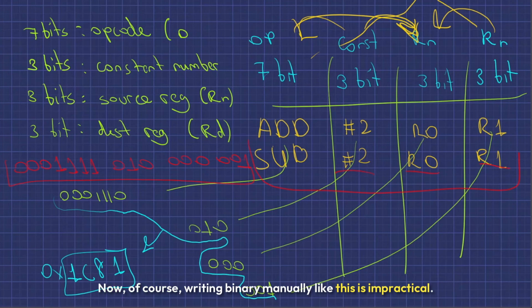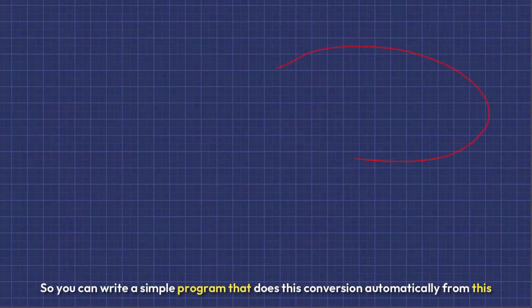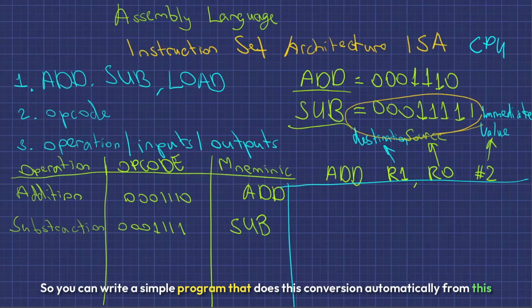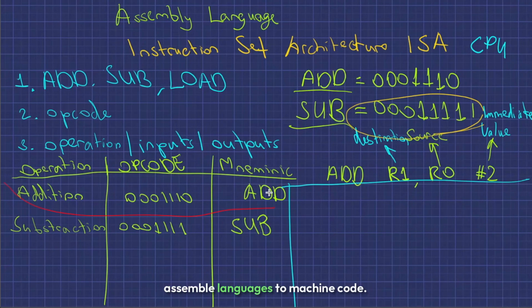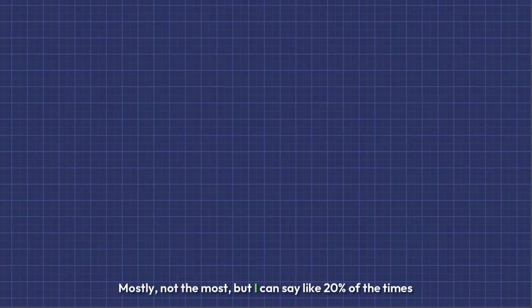Now, of course, writing binary manually like this is impractical. Most assemblers can convert from this readable format into the final machine code. You can write a simple program that does this conversion automatically from assembly language to machine code. So you don't need to worry about bits and bytes here. Mostly, not mostly, but I can say about 20% of the time, and you will see why I'm saying that.